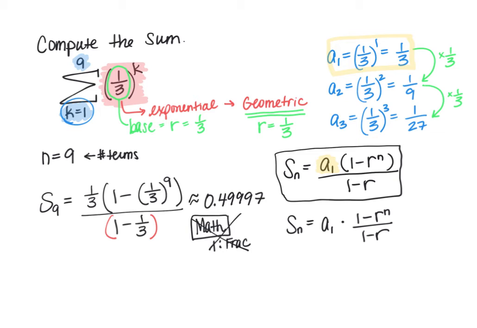So I'd just like to show you how to do that by hand, using your calculator, of course, for some of the computation. We're just going to have to work with these fractions a little bit. So the first thing we're going to have to do is actually take the 1/3 and raise it to the 9th power using our calculator. So we have 1/3 times 1 minus.